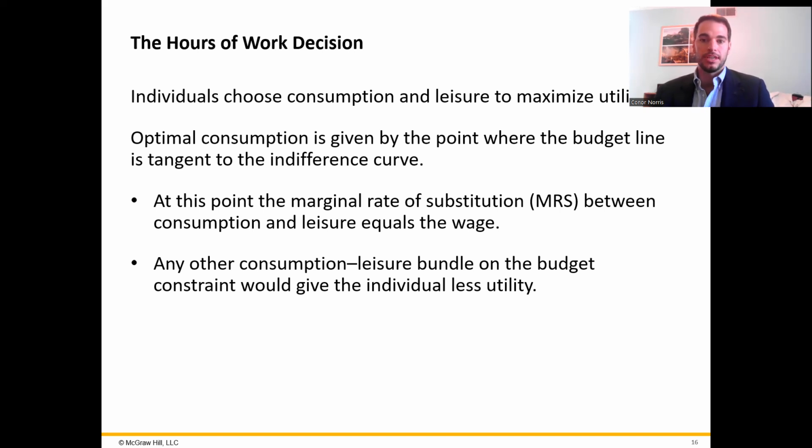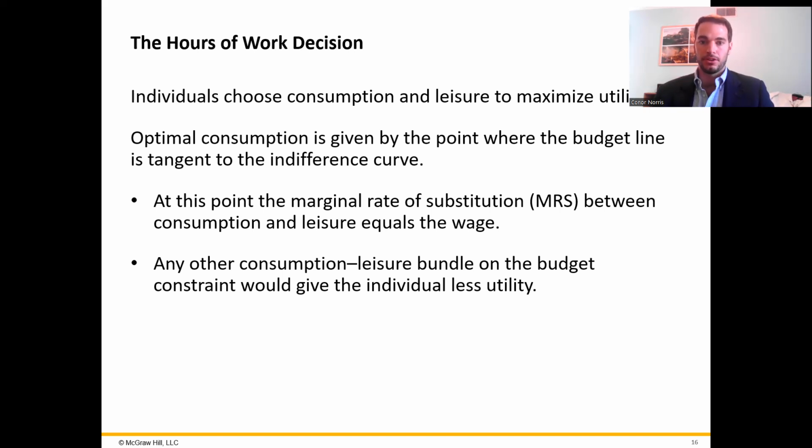So to determine what is the optimal mix of consumption and leisure, we're going to combine the two graphs that we've worked with so far into one. So we'll include the indifference curves and the budget line. These will tell us what is best for each individual worker.